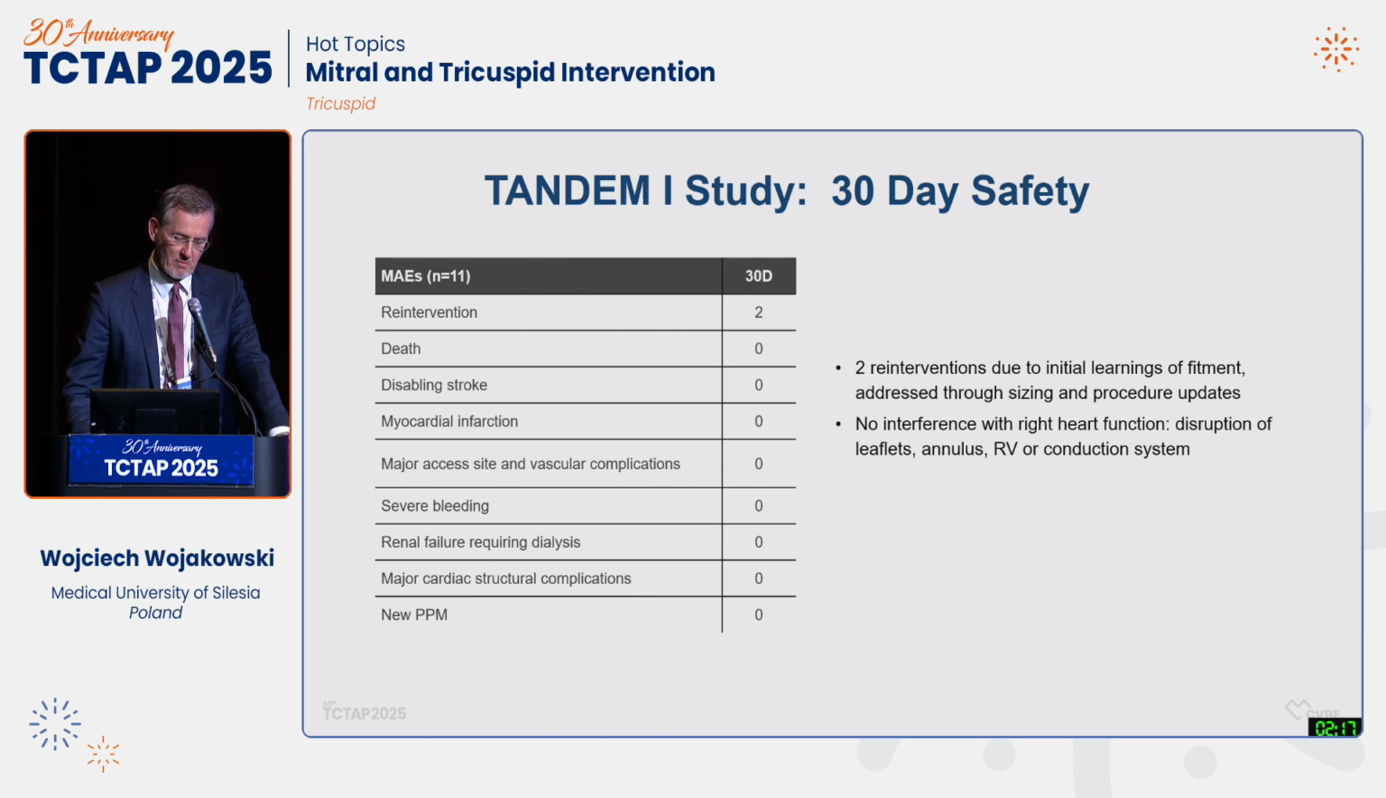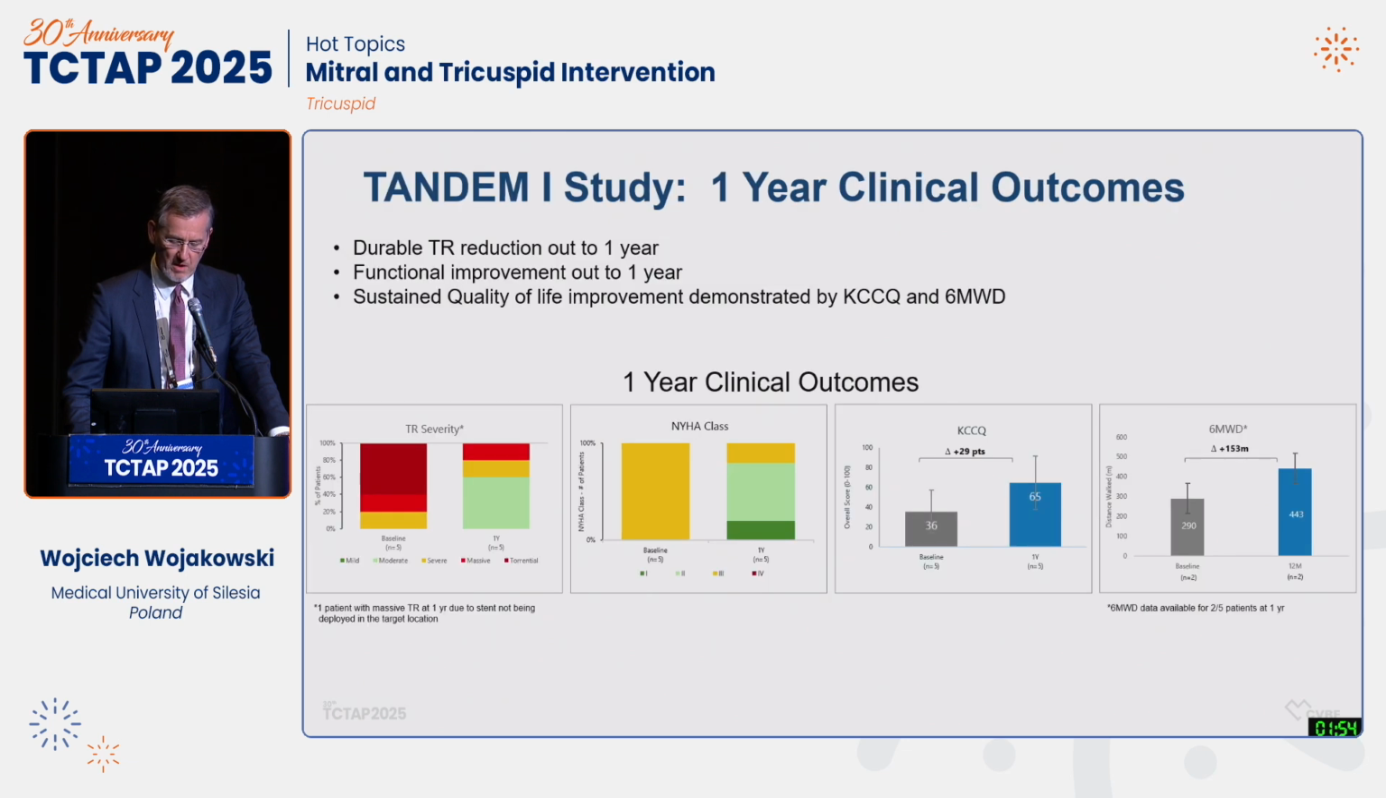There were 2 cases where the stent moved in the SVC towards the right atrium. Those patients were operated on successfully without mortality. Since then, the oversizing of the stent and the sizes of the stent were increased, and no such problems occurred.